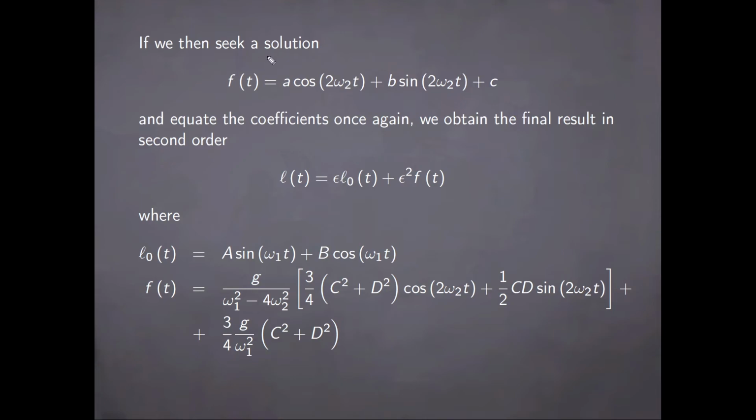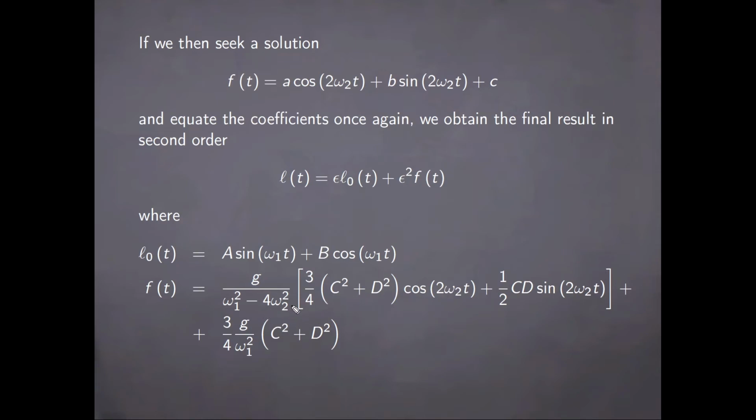And then we can seek a solution of this equation of the general form here. And we equate the coefficients once again to obtain the values of a, b, and c. And then the final result in second order will simply be the one stated here. So for the function L, we will have L0 the harmonic solution, and the function f is going to be the one given here. So notice that even though it is the solution of the radial motion, it involves the frequency of the angular motion.